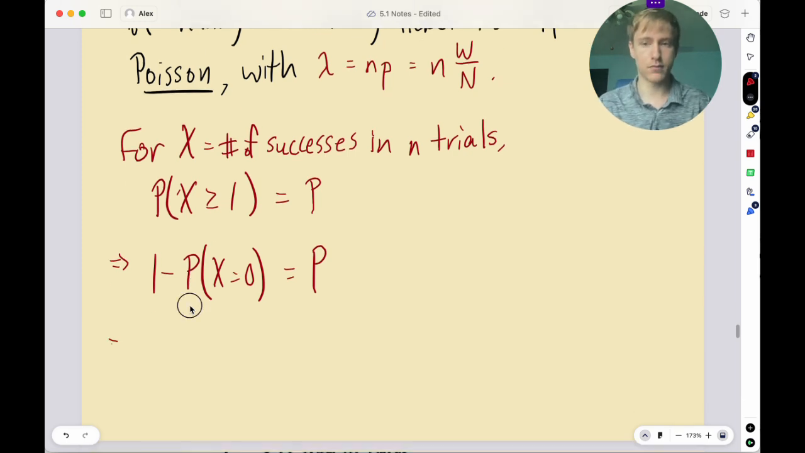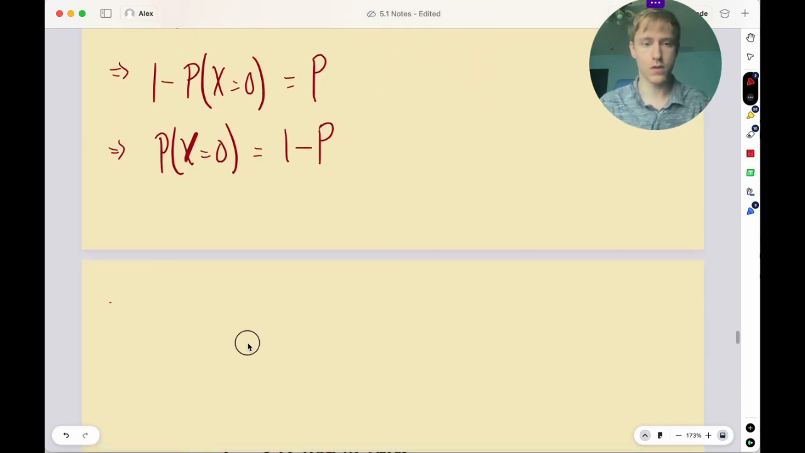Okay, but we can rearrange this, right? And we get that the probability that x is equal to 0 is going to be 1 minus this preset probability. So the Poisson distribution says what? The probability that x is equal to 0 is going to be lambda to the 0 over 0 factorial times e to the minus lambda. That's the definition of Poisson when x is equal to 0. That needs to be 1 minus P.